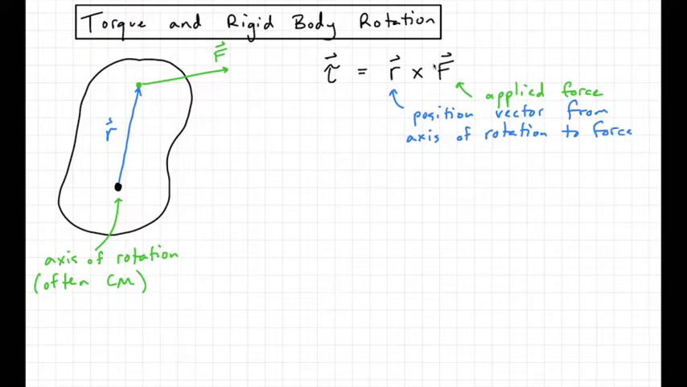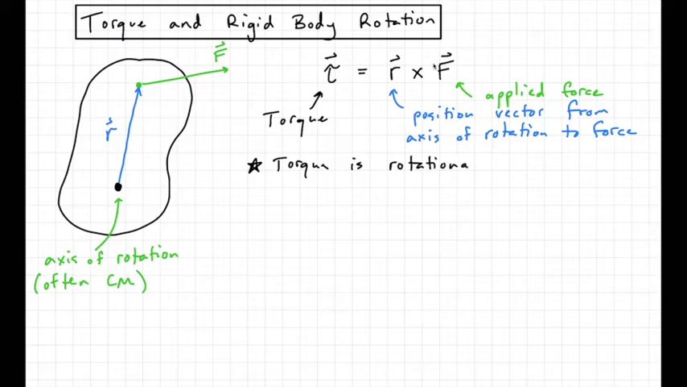And then that tau, this is tau. This is torque. These are vector quantities, and we're going to talk about the interpretation of them as vector quantities shortly. The first couple of things I want to say are a few points of interpretation here. So torque is rotational "force," and I'll put force in quotes because it's not actually force.